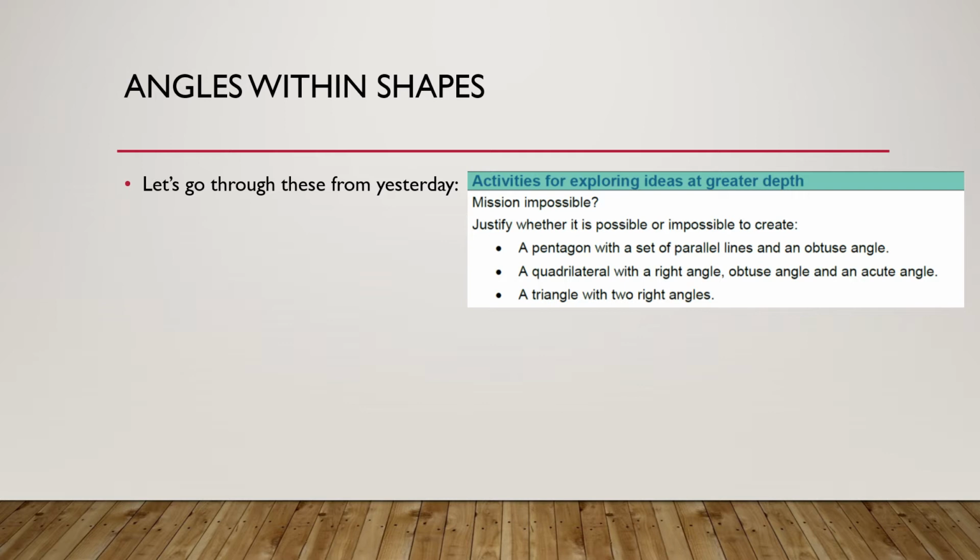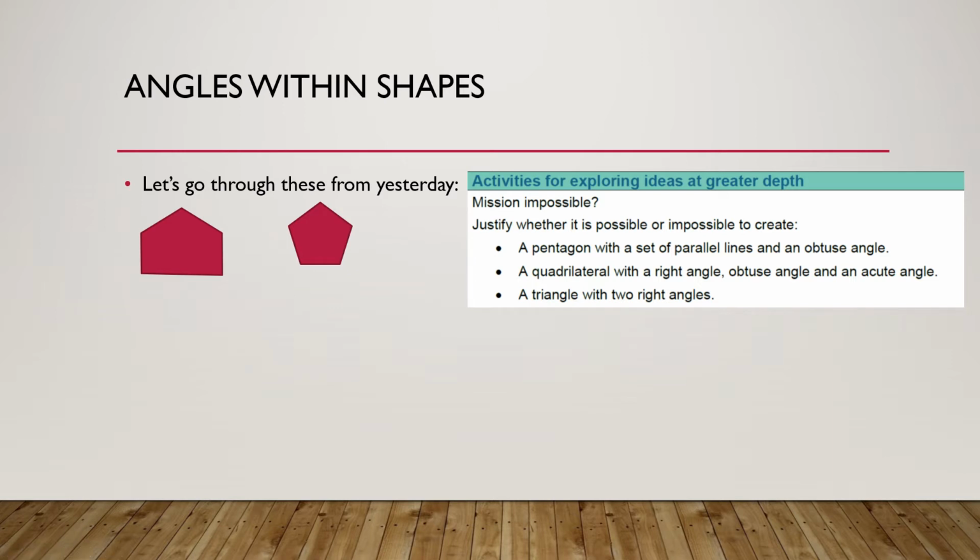First of all, is it possible to create a pentagon with a set of parallel lines and an obtuse angle? Well, if you've got a regular pentagon, all of these angles here are obtuse, but there are no parallel lines. But it is possible to make it so you've got a set of parallel lines, which means you have two right angles at the bottom and still have an obtuse angle at the top, like this. And if it was narrower, then you could make it into an acute angle. You could even make it possible to have a right angle, but then you've got these things here which are going to be the obtuse angles. So that's one way to do it.